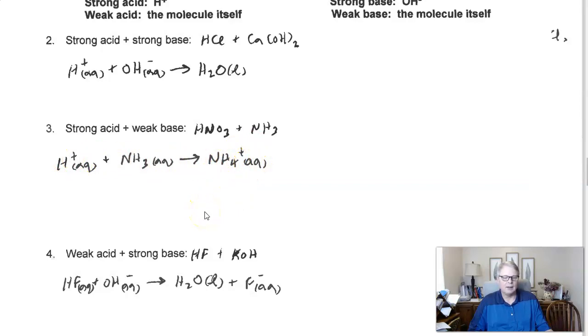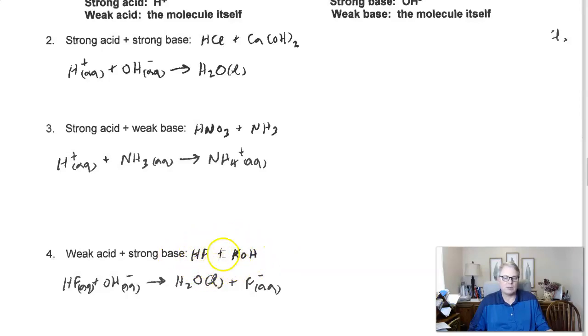All right. Okay, well, what else could I throw at you? Well, I guess I could throw a weak acid and a strong base at you. Okay. Weak acid. Acetic acid would work here. Hydrofluoric acid would work here. Let's talk about hydrofluoric acid. Okay. Potassium hydroxide would be a strong base. It's a group 1 hydroxide, so we'll throw that one out there.